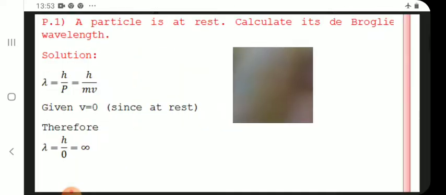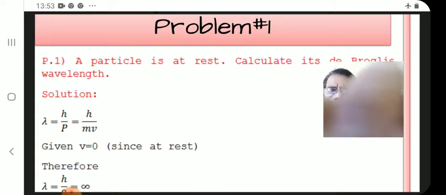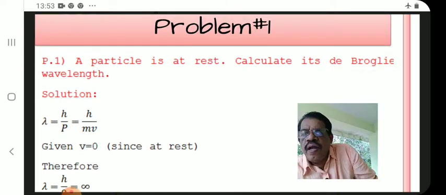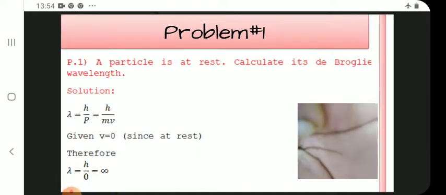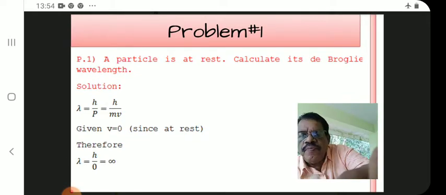Problem number 1. If a particle is at rest, calculate its de Broglie wavelength. Solution: lambda is h by p, h by mv, where p is mv. Here the particle is at rest, so v is equal to 0. Therefore, lambda is h by 0, equal to infinity. Infinity is the answer.